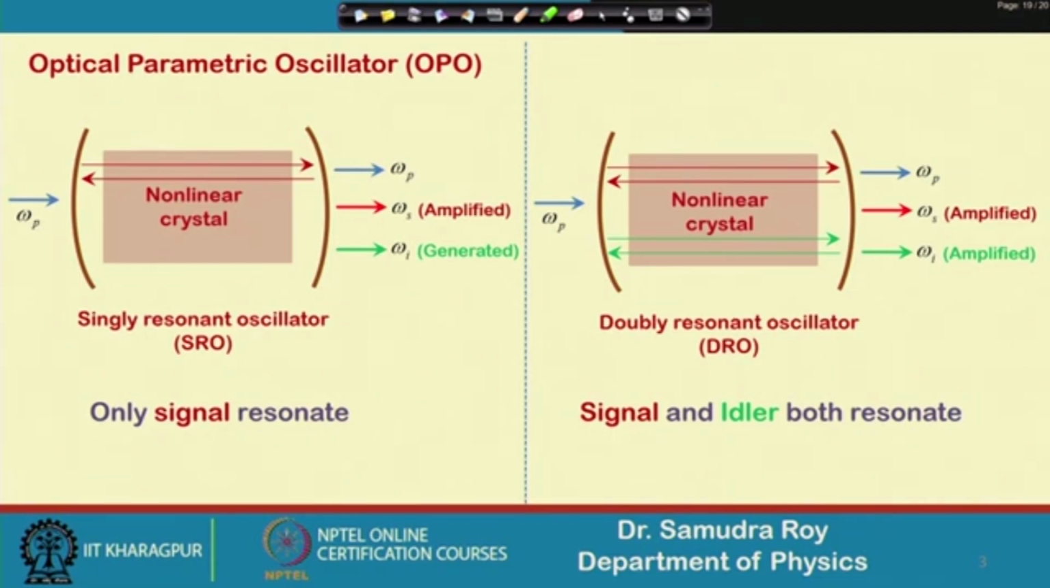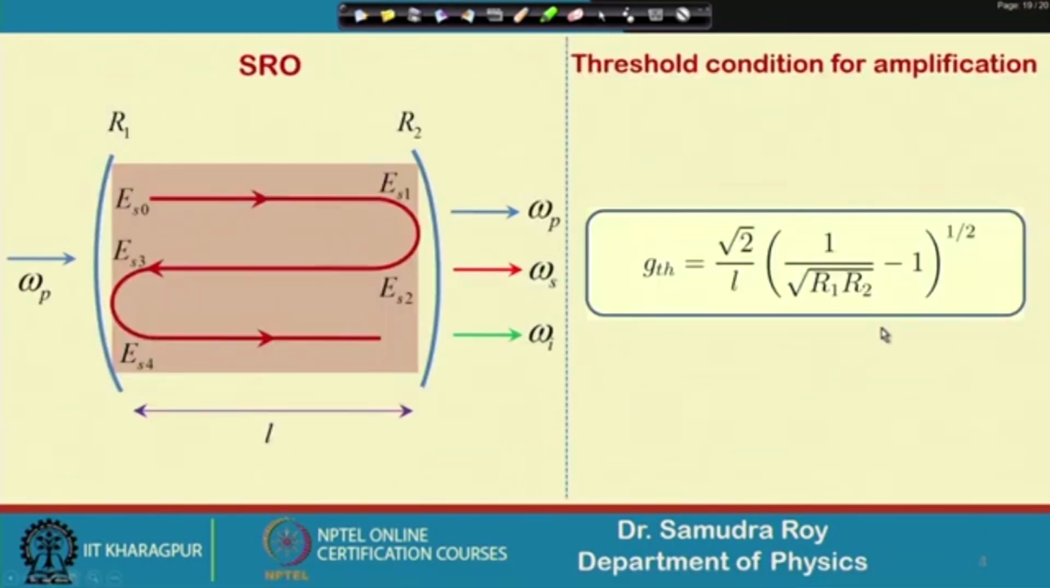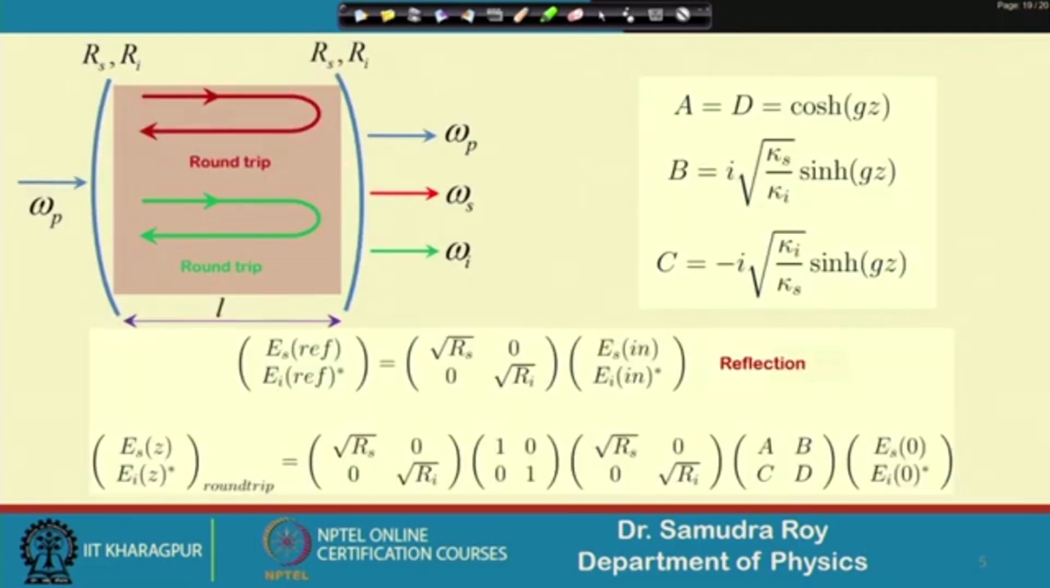So, since these resonate simultaneously, we need to find out what is the threshold condition. So, today our goal is to find out the threshold condition, and in the singly resonant oscillator we have the gain like this. So, the threshold gain we figure out in terms of the cavity length and the reflectivity of the two mirrors, and we have this expression in our hand.